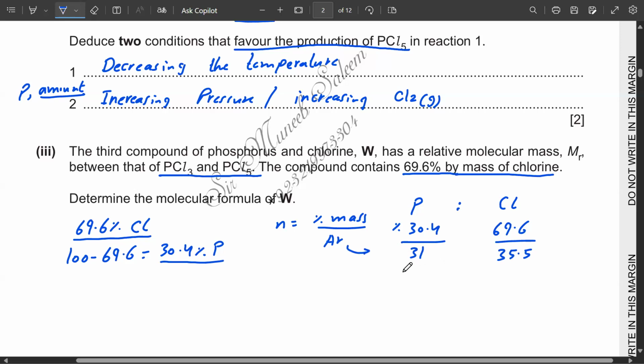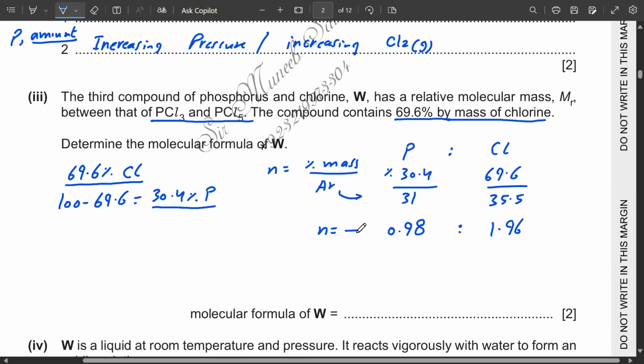Now the calculation will give you 0.98 ratio 1.96. Now these are their moles. If we round this value, we will get 1, and if we round this value, we will get 2. So 1:2, which means the formula we can deduce here is PCl2. Now we still don't know if it is the empirical formula or the molecular formula. Which one of these is true?